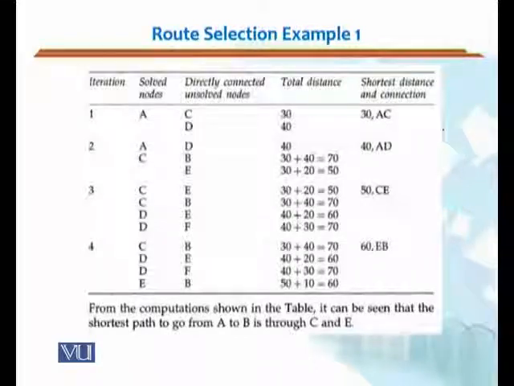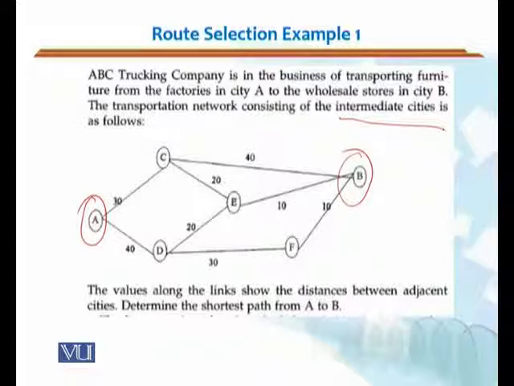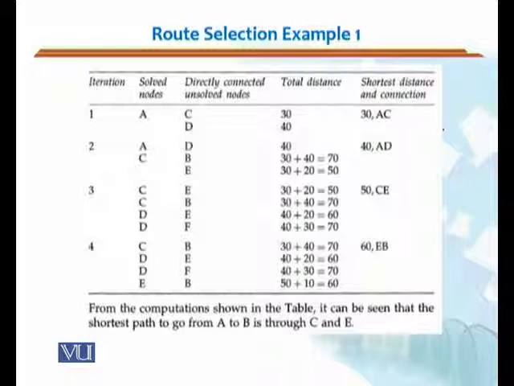Now A to C distance is 30, whereas A to D distance is 40. So we need to select the shortest distance and the connected node. So we will connect A with C because the distance 30 is smaller than 40. So the first thing would be to select AC with the distance 30. Now we have two solved nodes with us. The one is A, one is C.